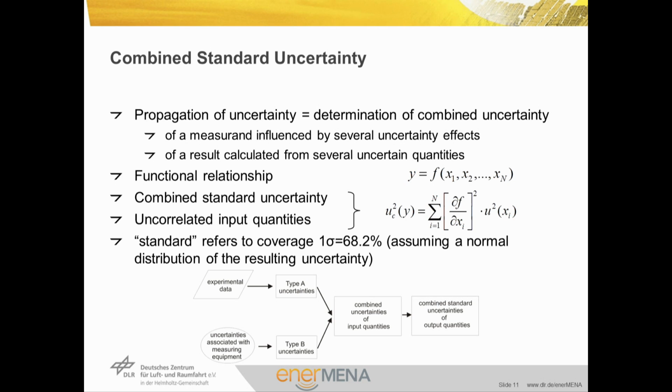Or the target value of a measurement, like useful heat or thermal efficiency, as in the case of performance testing, is calculated from several measurements, which also necessitates an evaluation of combined standard uncertainty. In any of the mentioned cases, a functional relationship linking the individual uncertainty effects and the target value is required. With the help of this functional relationship and the standard uncertainties of the contributing measurements, the combined standard uncertainty of the target value is calculated.